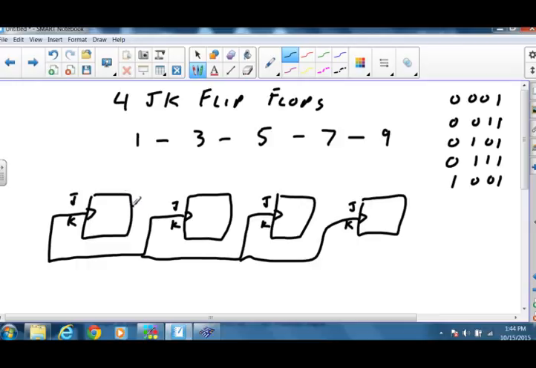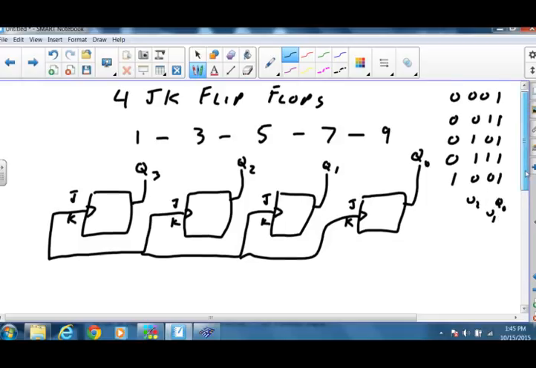Now, is this Q0 or is that Q3? Which is the most significant bit here? It really doesn't matter. Okay, so we're going to make this 0, 1, 2, 3. I can't go up any higher, but this is Q0, Q1, Q2, Q3. Okay, so that's what it's going to be.